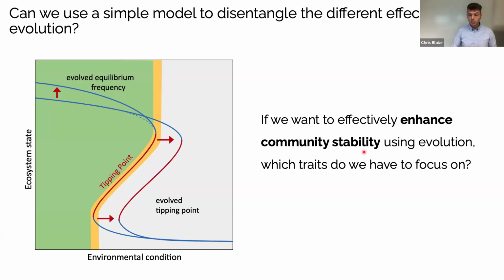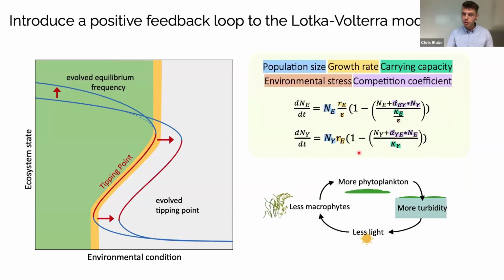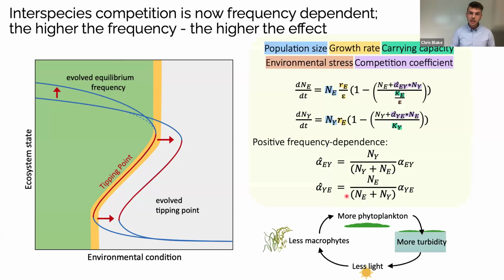So for this, we modified the classic Lotka-Volterra two-species competition model, basically to include this positive feedback loop I introduced earlier in my talk. So for this, we changed the two competition coefficients, so the effect yeast has on E. coli, as well as E. coli on yeast, to be positive frequency dependent, as seen with the phytoplankton and the macrophytes.